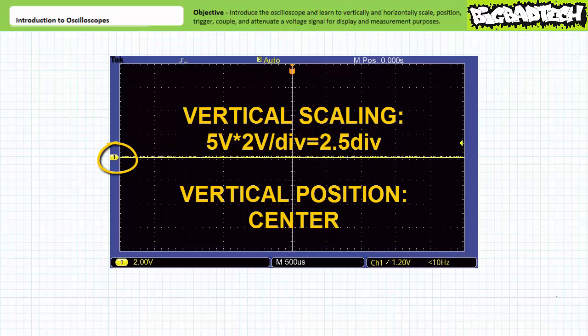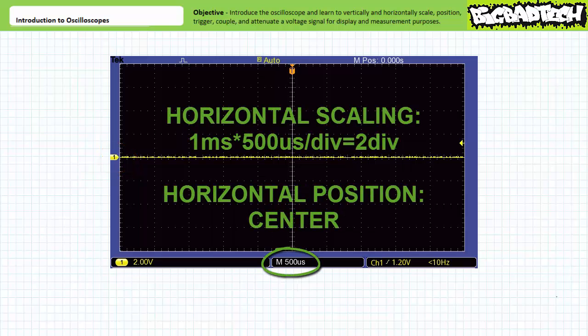I'll vertically position the trace in the center of the screen. I'll use a horizontal sensitivity of 500 microseconds per division. With a 1 millisecond period, I know each cycle of the test waveform will take 2 full divisions. With a 50% duty cycle, one 500 microsecond division will be on, and one 500 microsecond division will be off.